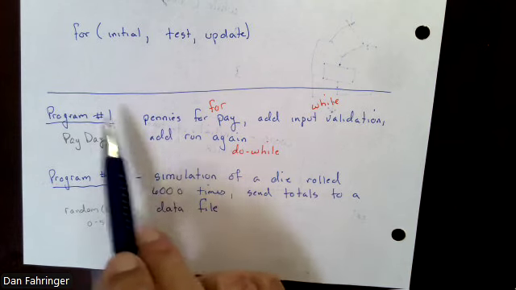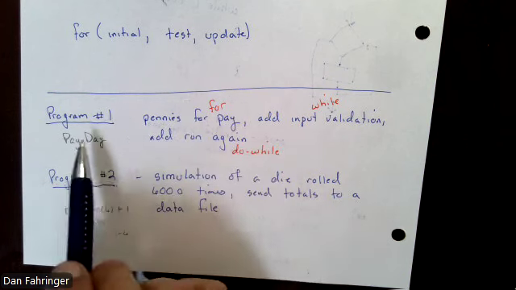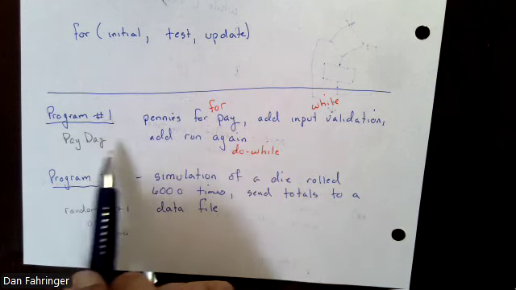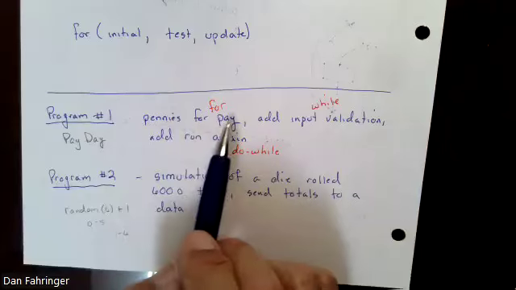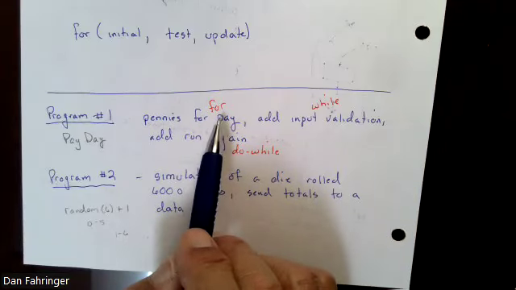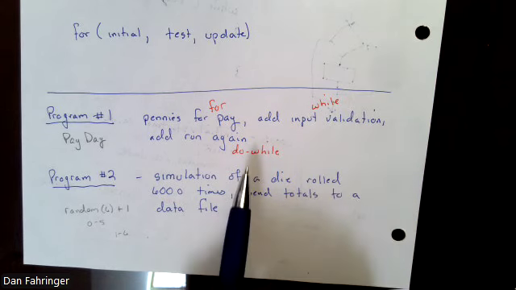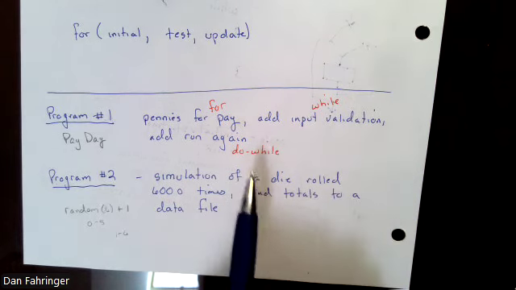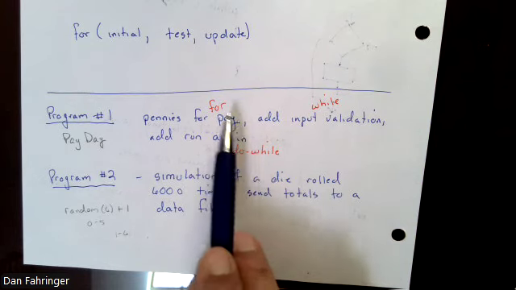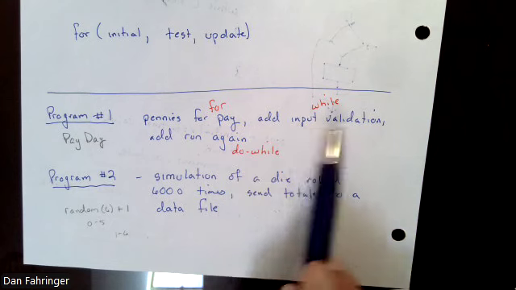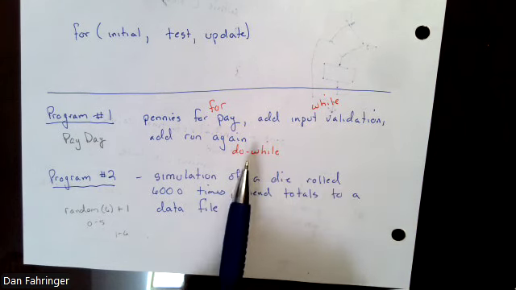I want you to write a program, pennies for pay. A bunch of you had me in 121. It was payday. So I want you to write this first. Then I want you to do input validation. And then finally, put this run again option around it. Don't try to start and go all the way through. Get this part working first, this part second, this part third.